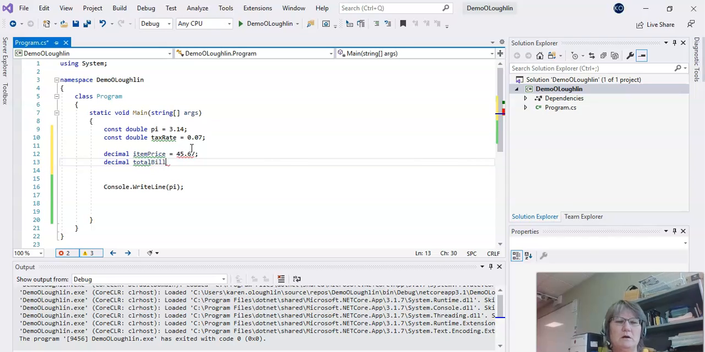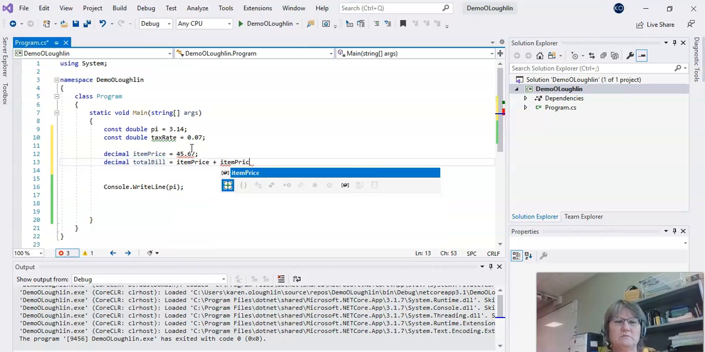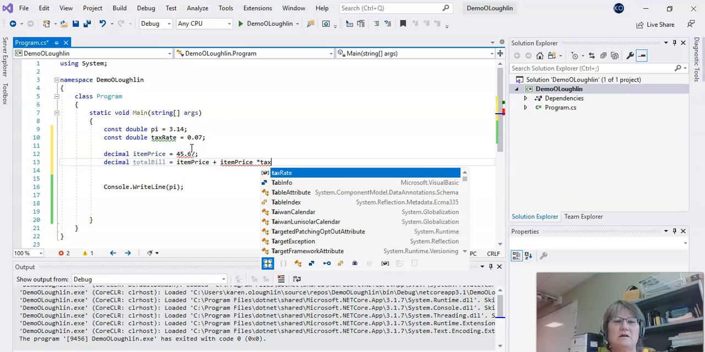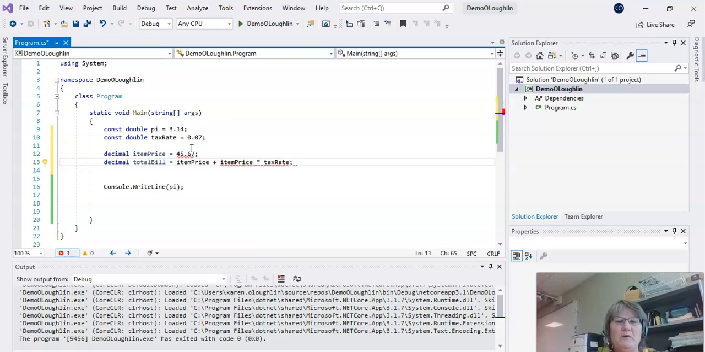And then we want to calculate maybe the total bill, and then the total bill is going to equal the item price plus the item price times the tax rate. Now, I probably should have calculated this and stored it to its own variable.